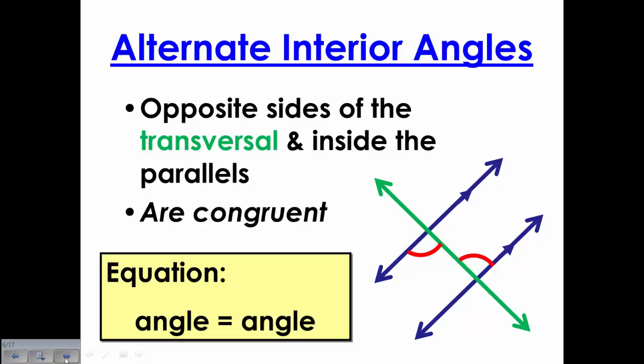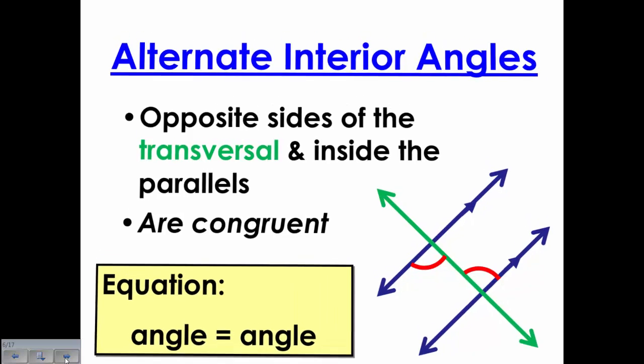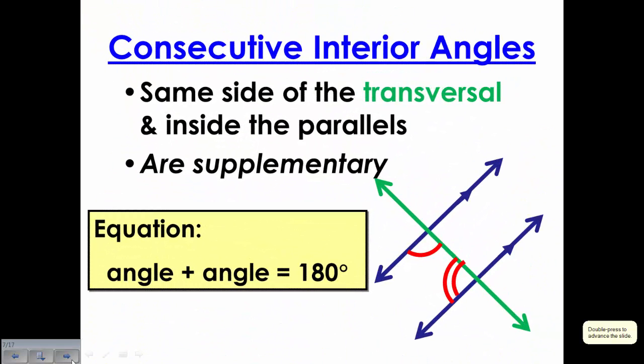Copy this down. Alternate interior angles are on opposite sides of the transversal, and inside the parallels. That's where they're located. Alternate interior angles are always congruent to each other, so our equation will be angle equals angle. Consecutive interior angles are on the same side of the transversal, inside the two parallels. They are supplementary to each other, which means they add up and equal 180 degrees.